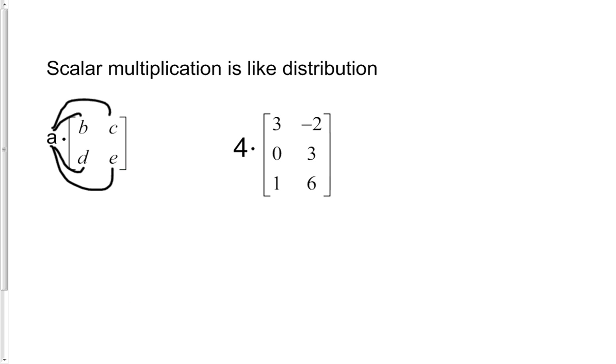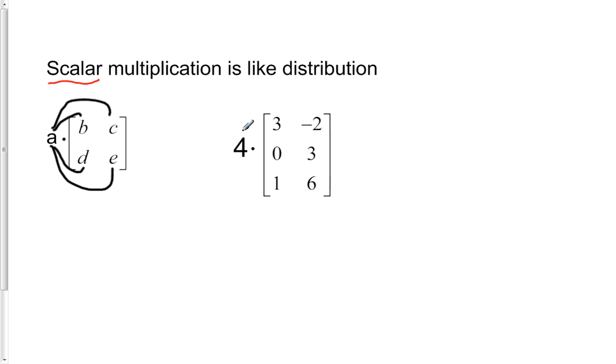The other basic operation that we do with matrices is called scalar multiplication. Scalar means we're going to have a constant in the front of a matrix, and we're going to treat that scalar like a distribution. That number will get multiplied to every single value inside the matrix. It does not change the size of the matrix. If it starts as 2 by 2, it'll stay 2 by 2.